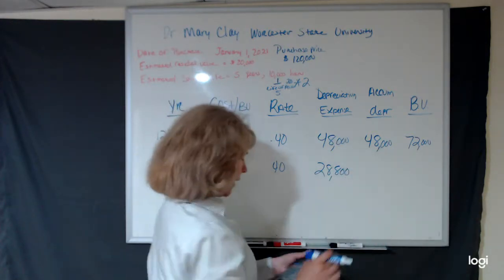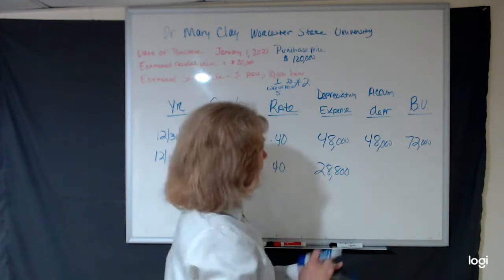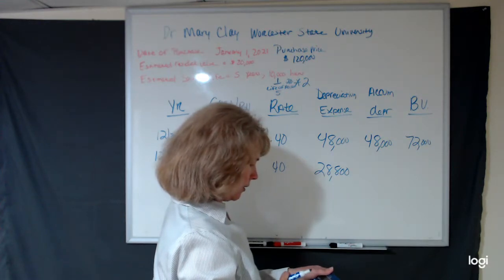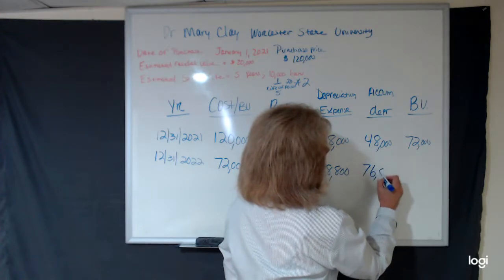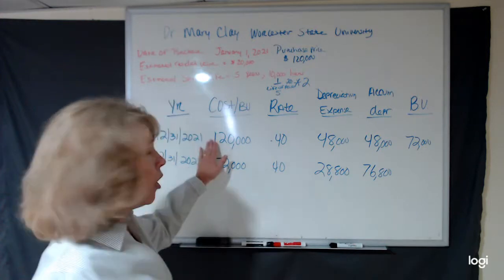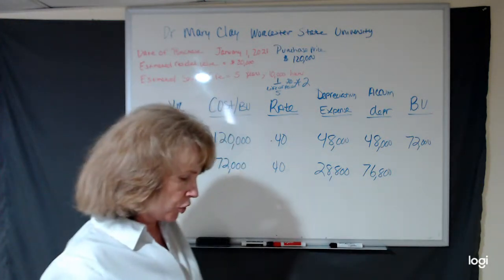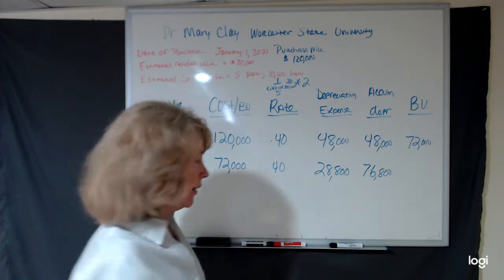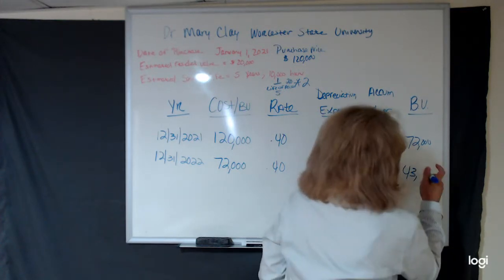So I take $48,000 and I add my current year depreciation expense. And that gives me $76,800. Same theory. I'm going to go all the way back to cost because it's cost minus accumulated depreciation. And that gives me $43,200.